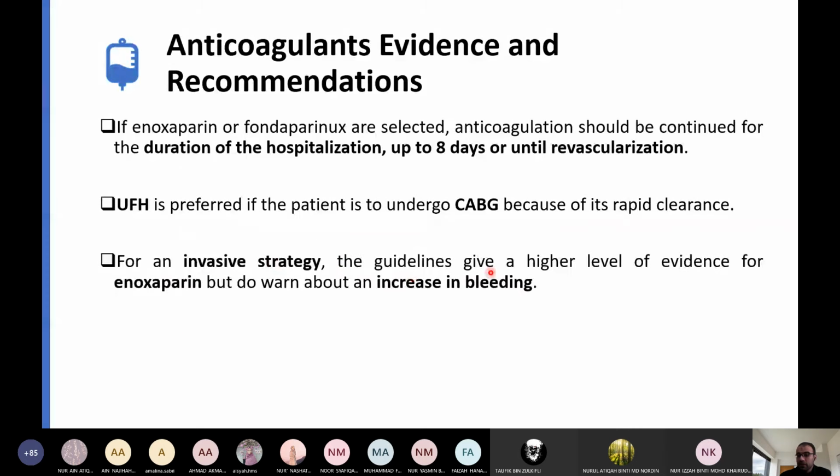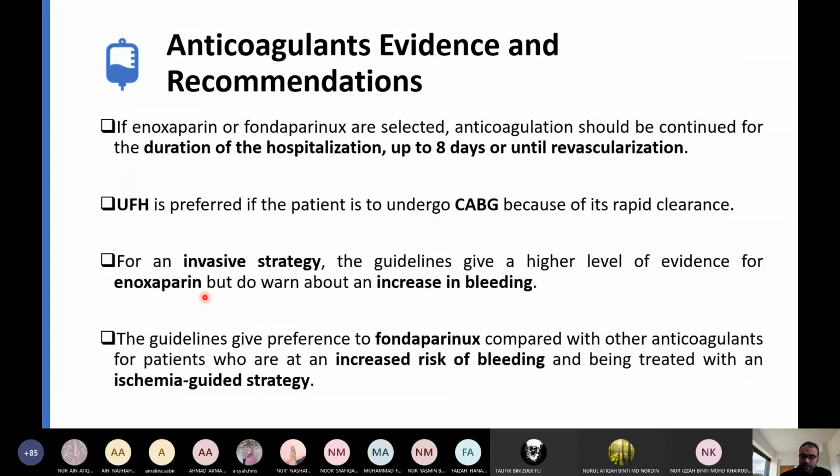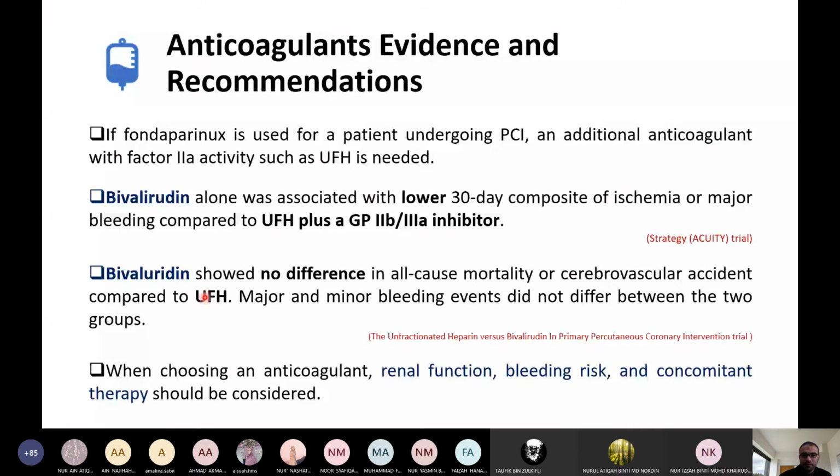And for the invasive strategy, the guidelines give a high level of evidence for enoxaparin, but of course the bleeding risk is maybe a bit alarming. The guidelines give preference to fondaparinux in patients who are at increased risk of bleeding and treated by the ischemic guided approach. Ischemic guided approach and high risk of bleeding, fondaparinux will be preferred. Fondaparinux for the PCI is not recommended. If you remember, in the PCI we have unfractionated heparin and bivalirudin.